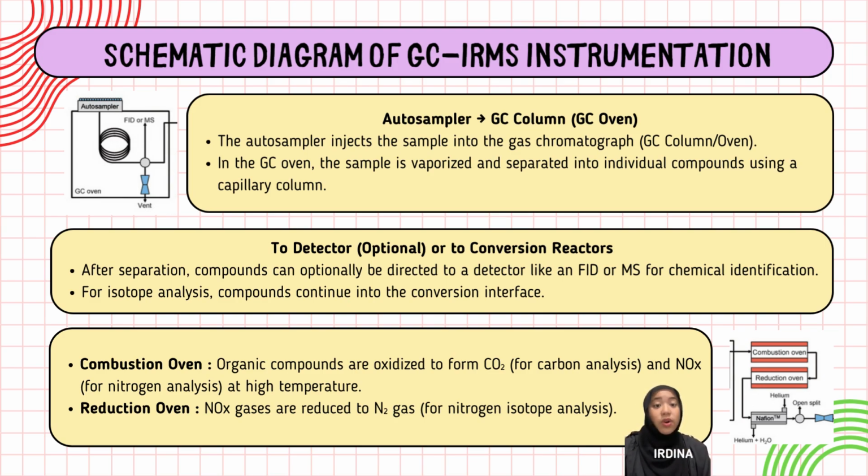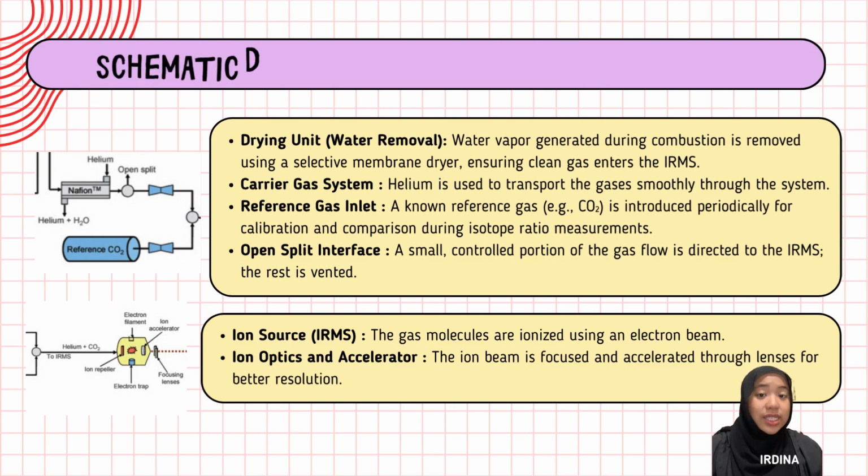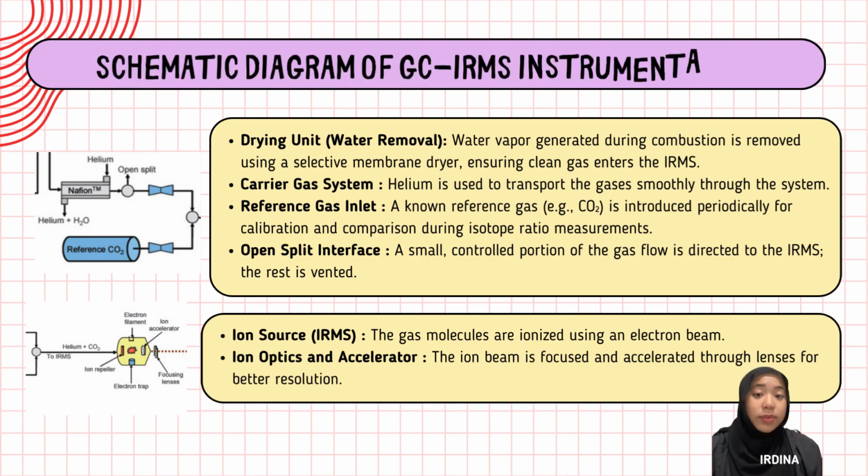So we have the combustion oven and the reduction oven. In the combustion oven, organic compounds are oxidized at high temperature to form CO2 for carbon analysis and NOx for nitrogen analysis. And in the reduction oven, NOx gases are reduced to N2 gas for nitrogen isotope analysis. Okay, so next, the drying unit. In the drying unit, water vapor generated during combustion is removed using a selective membrane dryer to ensure clean gas enters the IRMS system. In the carrier gas system, helium is used to transport the gases smoothly through the system.